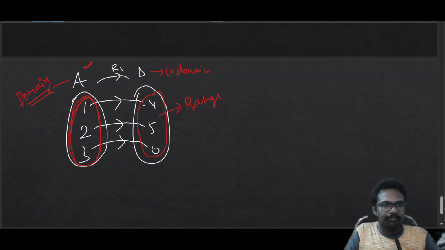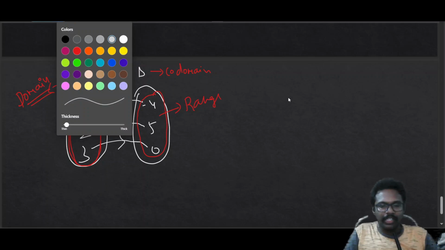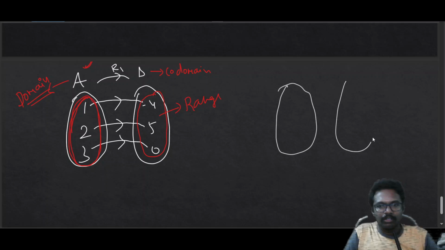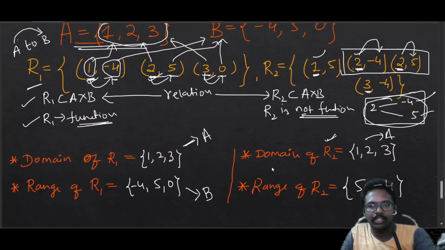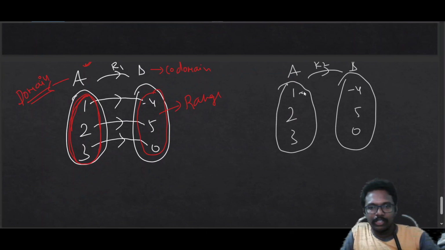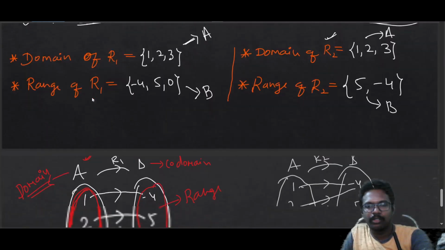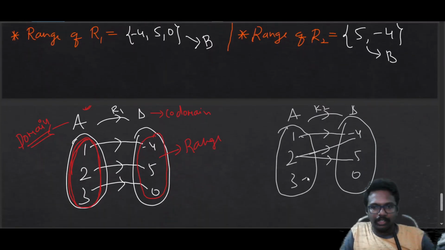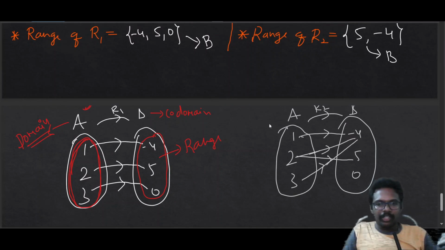In the second example, this is A and this is B, this is R2: 1, 2, 3 and minus 4, 5, 0. If you consider the pairs, 1 is related to minus 4, 2 is related to minus 4, 2 is related to 5, 3 is related to minus 4. So actually it is not a function.